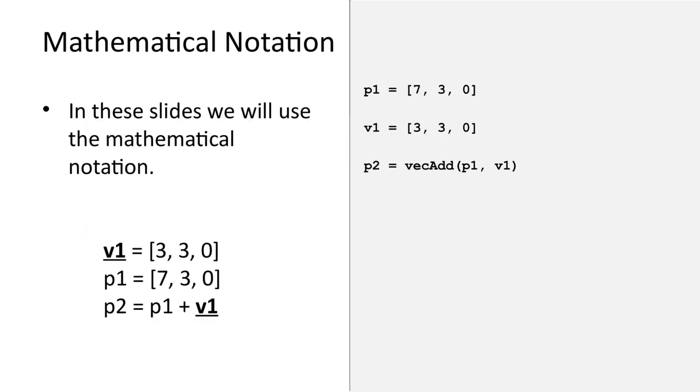We will therefore use a simple type of mathematical notation in these slides. The notation on the left is equivalent to the code on the right. In our mathematical notation, names of vectors are in bold and underlined. In addition, in the mathematical notation we do not use functions for adding and subtracting points and vectors. We just use the addition and subtraction operators, as shown on the left. When you write code, you will have to use the functions.